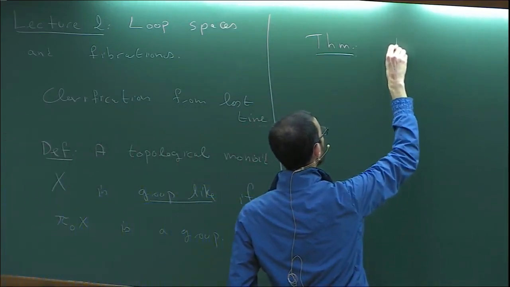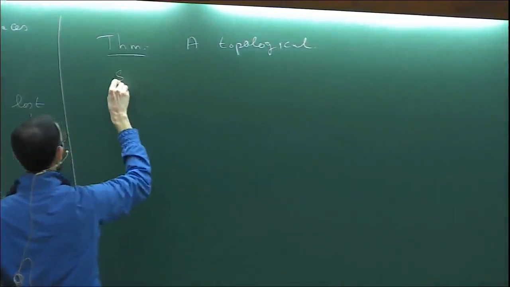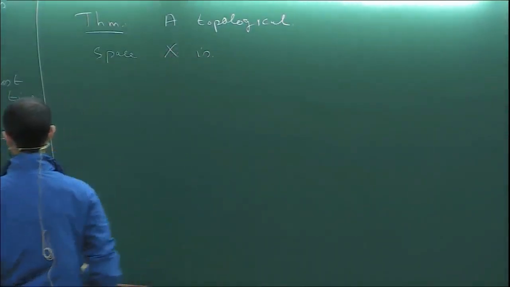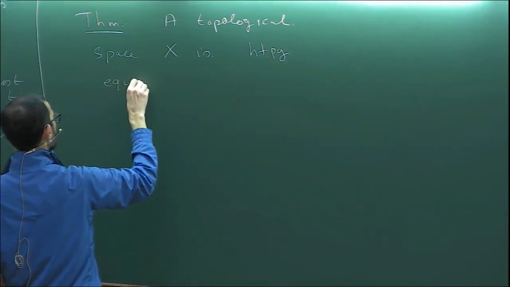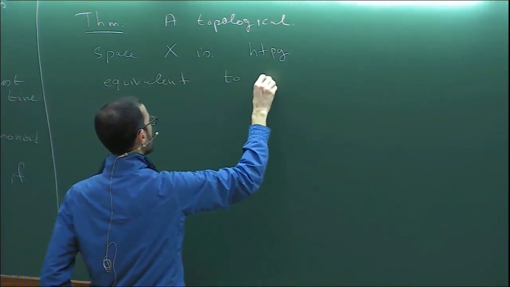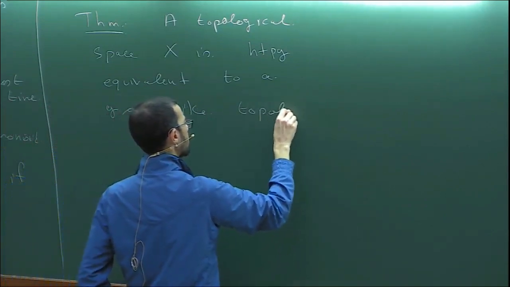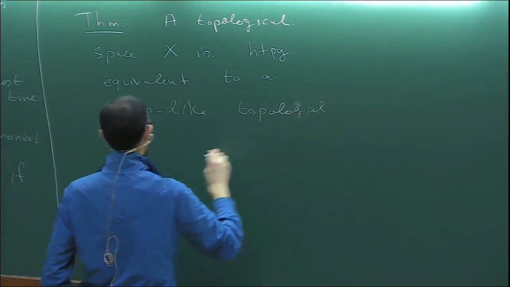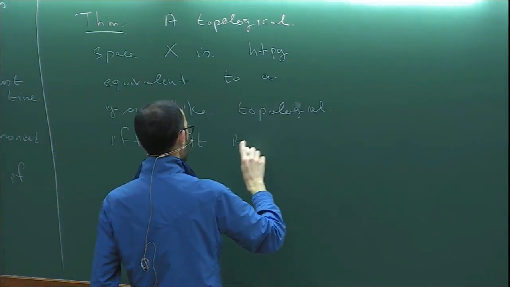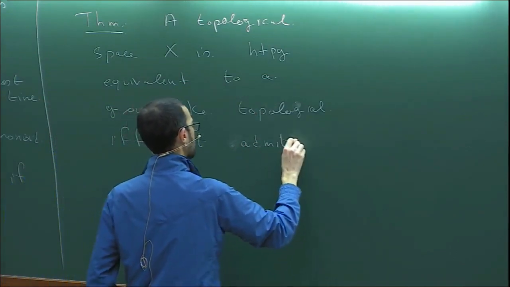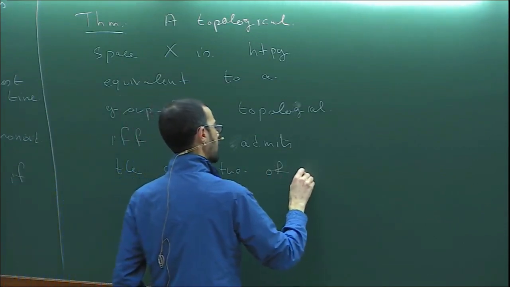is: a topological space X is homotopy equivalent to a group-like topological monoid if and only if it admits the structure of an A infinity space.